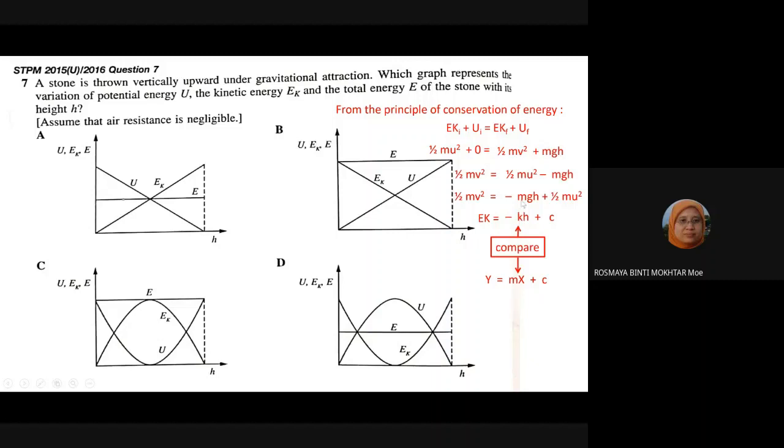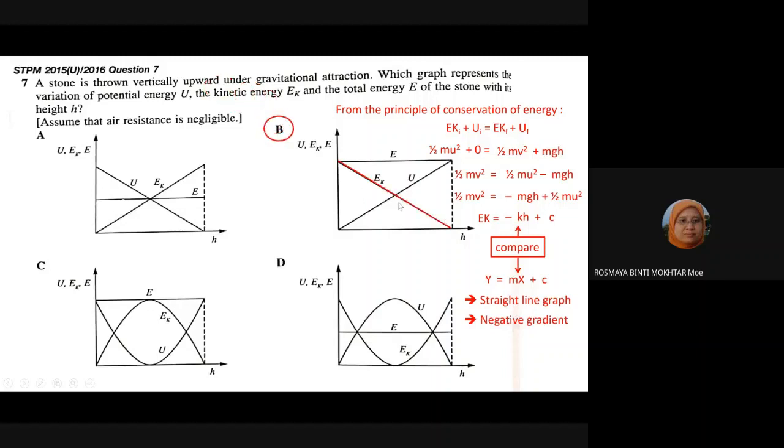And k will be the gradient, so the gradient will give you mg. But we don't bother about the mg, because it is not asked by the question. The question just asks the shape of the graph. So which one, A or B? Refer to the Ek line. The answer is B.